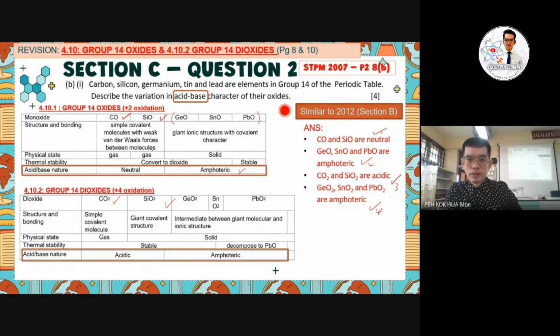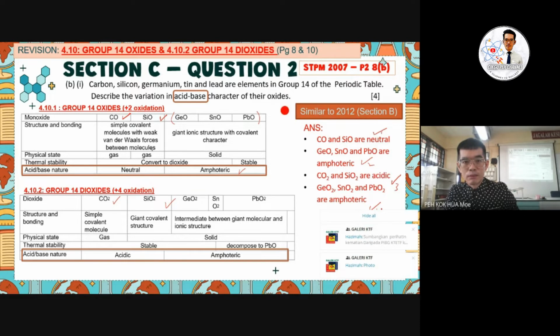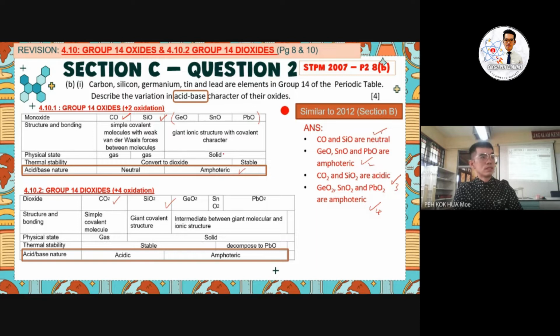This one is quite easy, you just need to memorize. What is the acid-base character of the monoxides and also the dioxides for group 14? This type of question, especially the acid-base character of their oxides, always comes up. You will see more questions regarding this later on. Here we have more information you can get from the table in your notes. You can see from here that the +4 oxidation state is more acidic compared to +2.